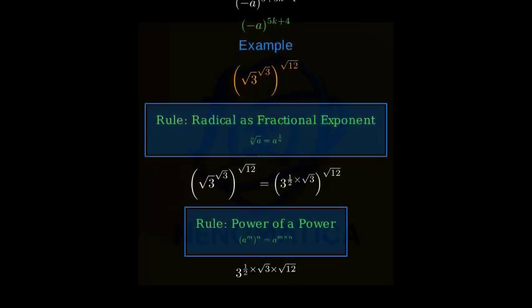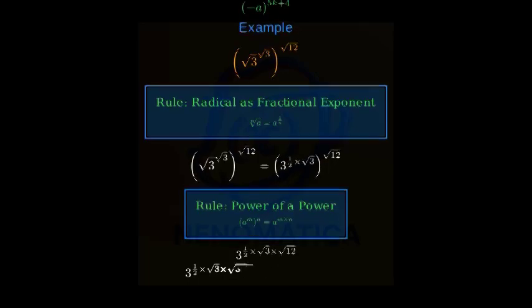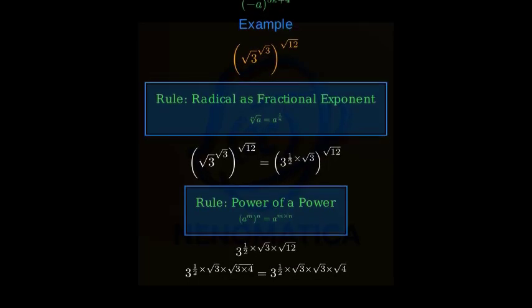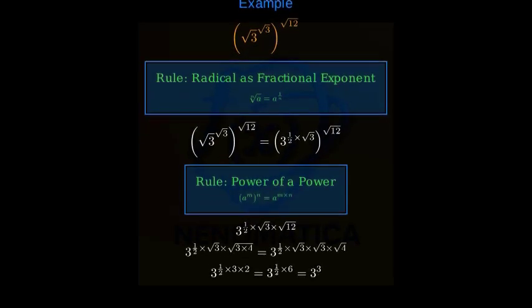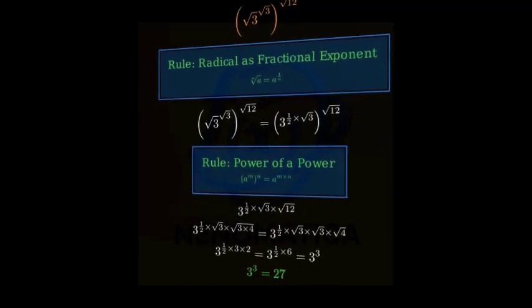Let's simplify the expression in the exponent. The square root of 12 is equal to the square root of 3 times 4, which is the square root of 3 times 2. The square root of 4 is 2, and the square root of 3 times the square root of 3 equals 3. So our exponent becomes 1/2 times 3 times 2, which is 3. Therefore, our final answer is 3 cubed, which equals 27.